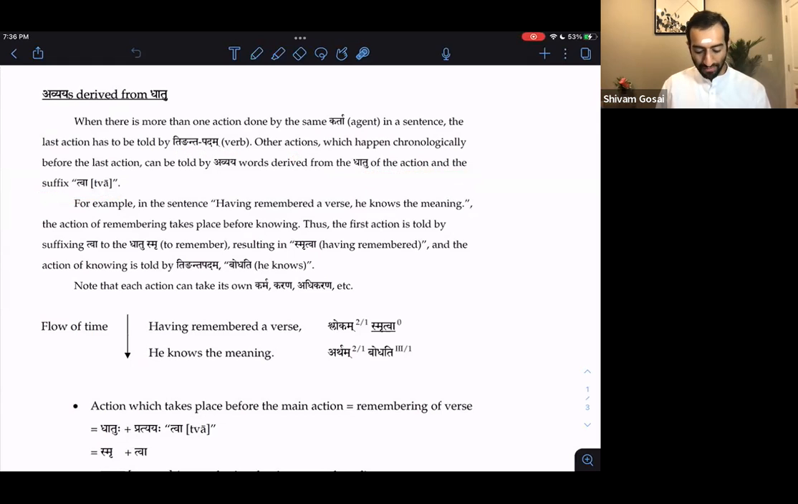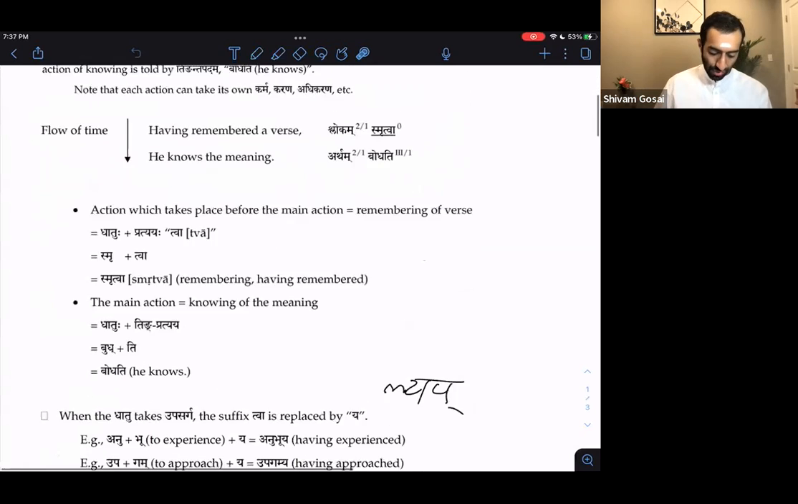So for example, having remembered a verse, he knows the meaning. The action of remembering takes place before knowing. Here we have remembering and knowing. Remembering takes place before knowing. Thus, the first action is told by suffixing twa to the dhatu smr, resulting in smritva. And the action of knowing is told by the tinganta padam bodhati. So, shlokam smritva artham bodhati. So there's a flow of time. The last one is told by bodhati, the other one is told by smritva. So that's just a review of what we saw.